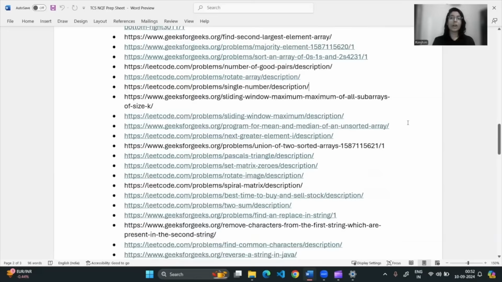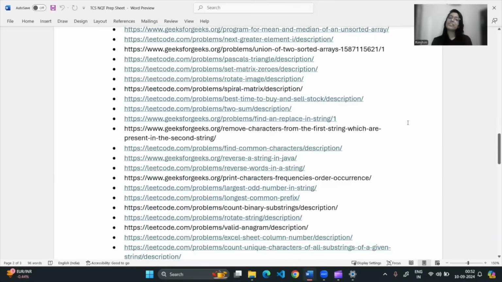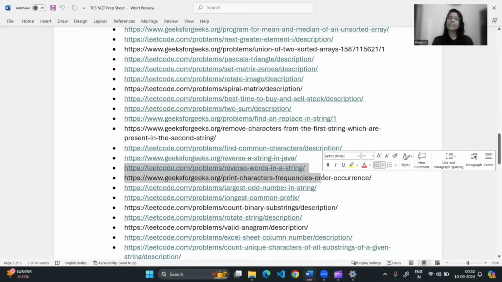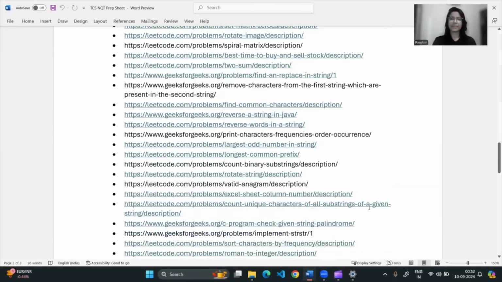Pay attention to common string manipulation problems and practice writing efficient code for them, like reversing a string, reversing the words in a string, finding the number of times a character appears in a string, and calculating the frequency of characters in a string. Palindrome and longest common prefix are also common. So these are some questions based on string manipulation.